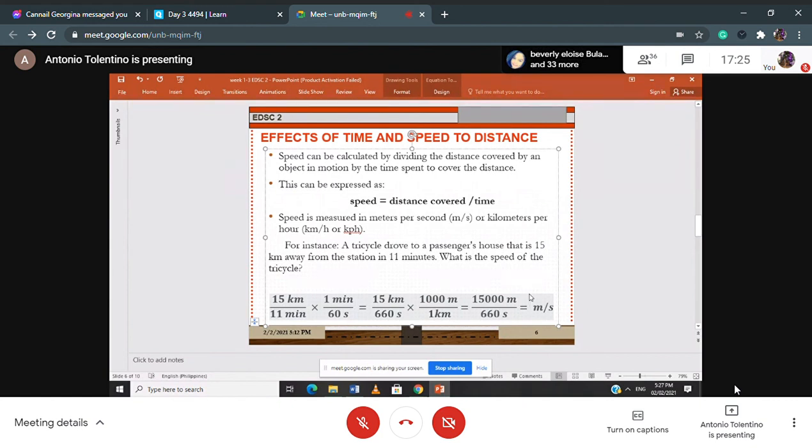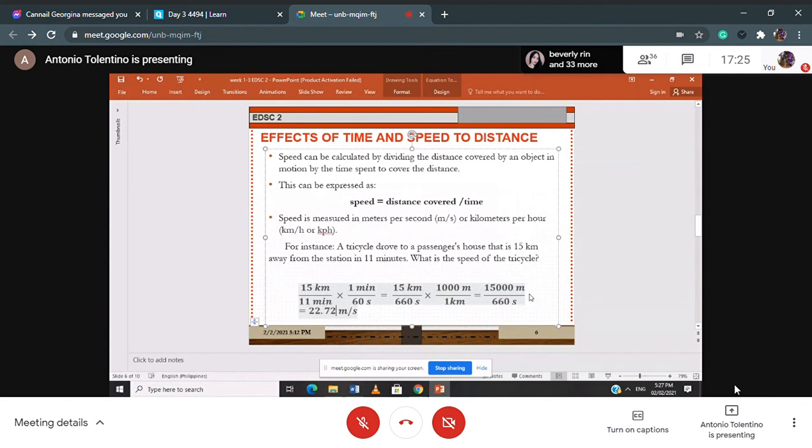Okay, 22.73 meters per second. Or 22.73 meters per second. Okay, 22.73 or 22.72 meters per second. So this is now the answer.